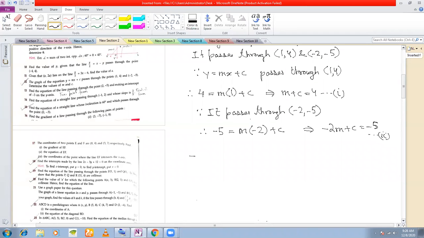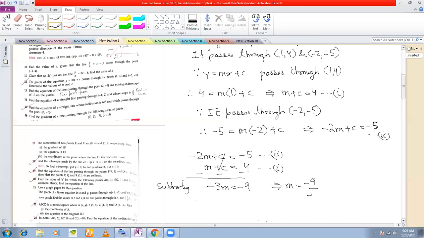How do you solve? The best way to solve is the elimination method. Equation number 2 minus equation number 1, subtract. This cancels off. So you get -3m = -9. That means m = -9 by -3, which is 3. So m is 3.